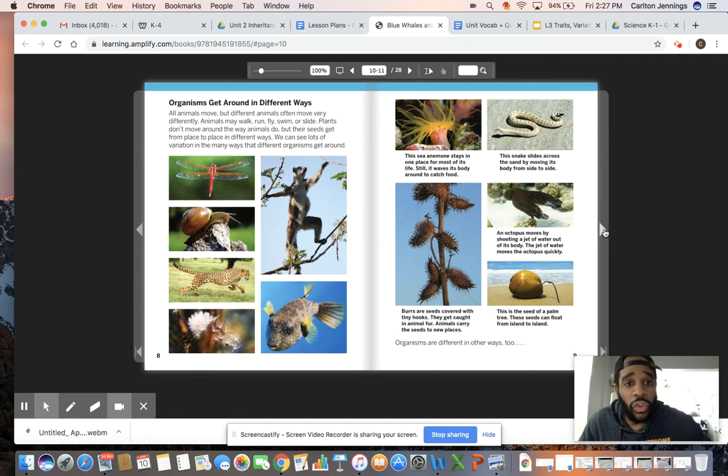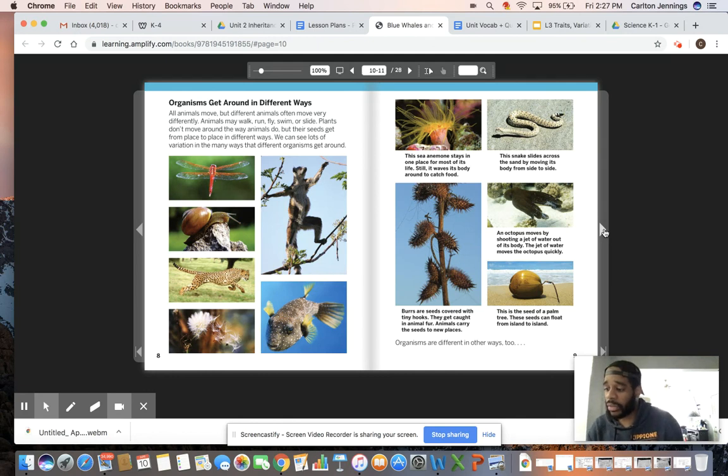Organisms get around in different ways. All animals move, but different animals often move very differently. Animals may walk, run, fly, swim, or slide. Plants don't move around the way animals do, but their seeds get from place to place in different ways. We can see lots of variation in many ways that different organisms get around.